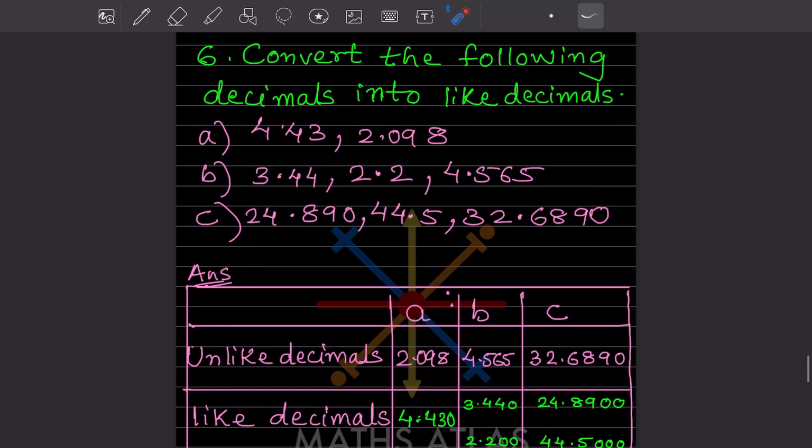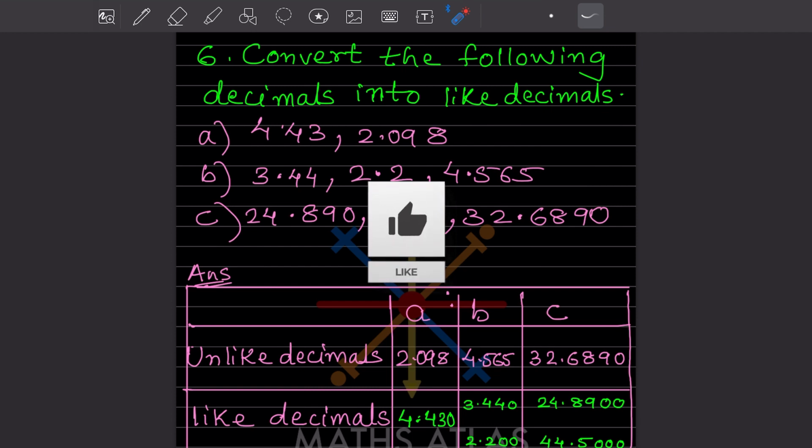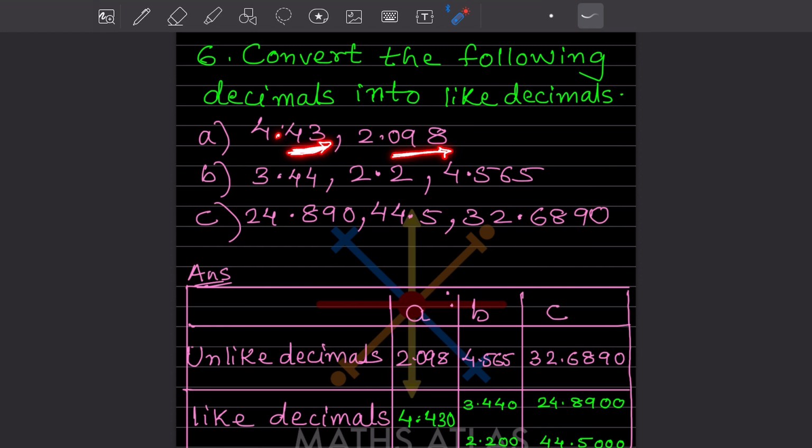Now look at here. This is 4.43 is given and 2.098. So now what are you going to do? Convert this to like decimals. Now see here, after the decimal there are only 2 numbers and these are 3 numbers. So these are unlike. So we have to make them like. You want this also to make it to 3, right? So I put here a 0. Can you see here? This is unlike and this I make like.